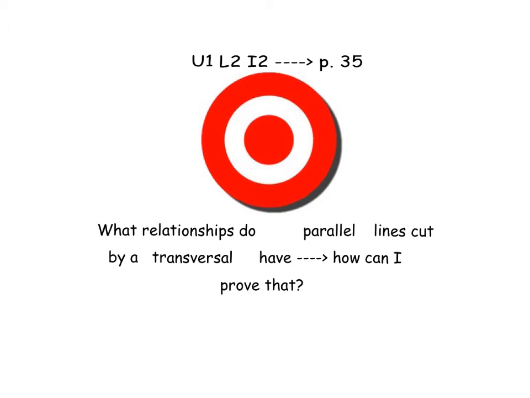Hello there. Today's lesson is just going to extend on what we did yesterday in class dealing with parallel lines cut by a transversal. Yesterday we looked at two parallel lines cut by a transversal and we proved some relationships true. Today we're going to go backwards. We're going to assume that we have some relationships that are true and we're going to try and prove that two lines are parallel to one another.